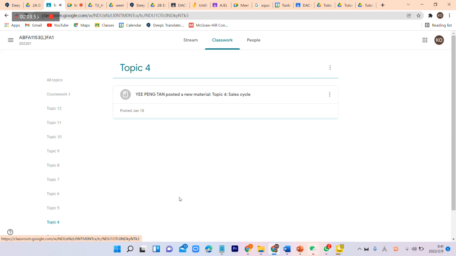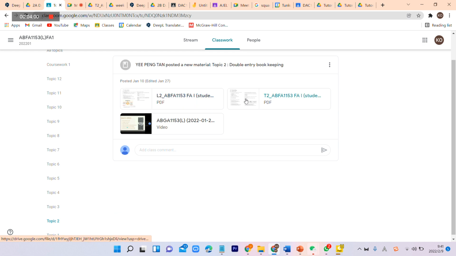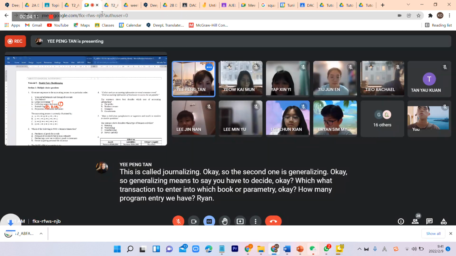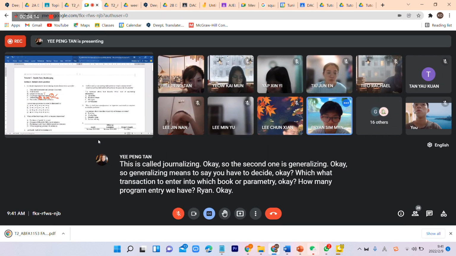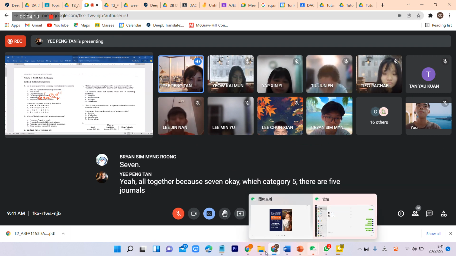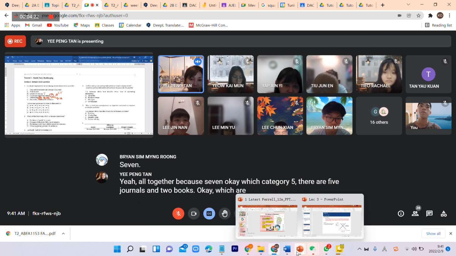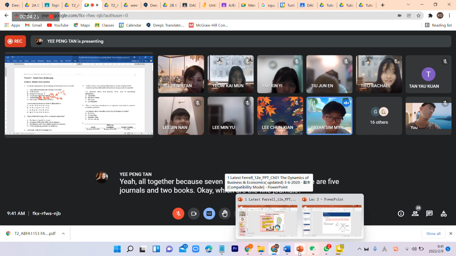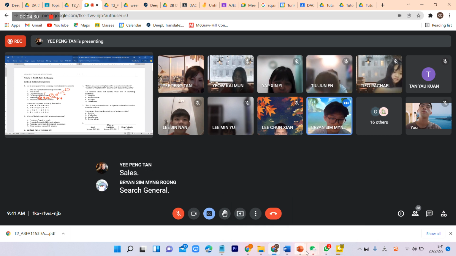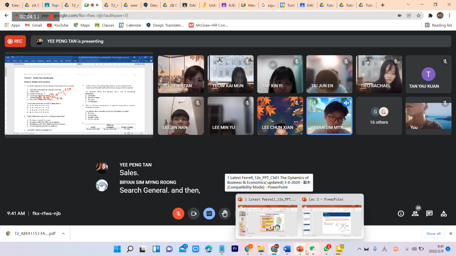Okay, so the second one is journalizing. Journalizing means you have to decide what transaction to enter into which book of prime entry. How many books of prime entry do we have, Ryan? 7. Yeah, altogether got 7. Which category of 5? There are 5 journals and 2 books. Which are the 5 journals? Sales journal. And then sales return journal.